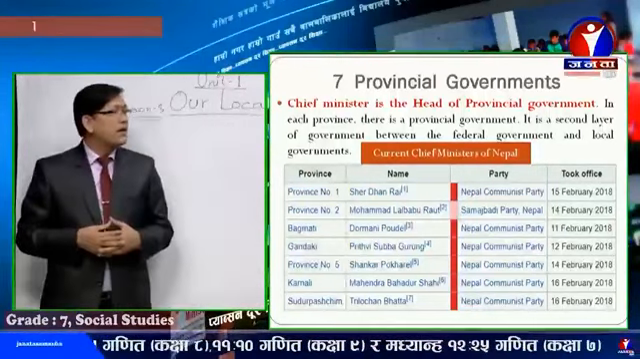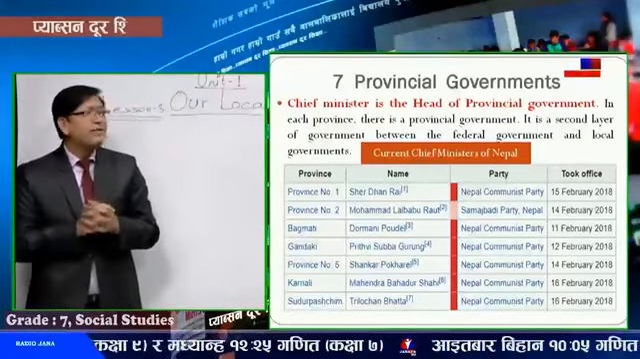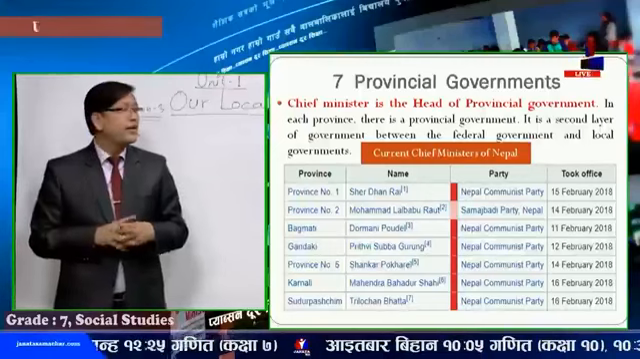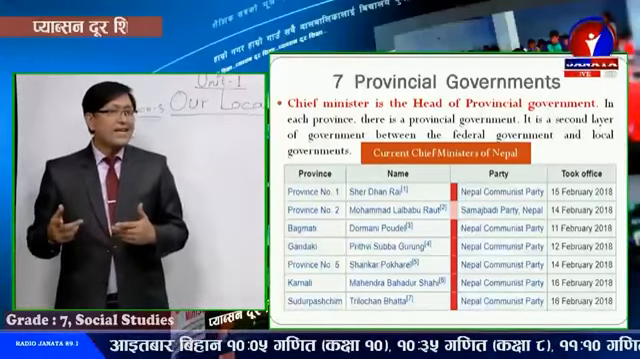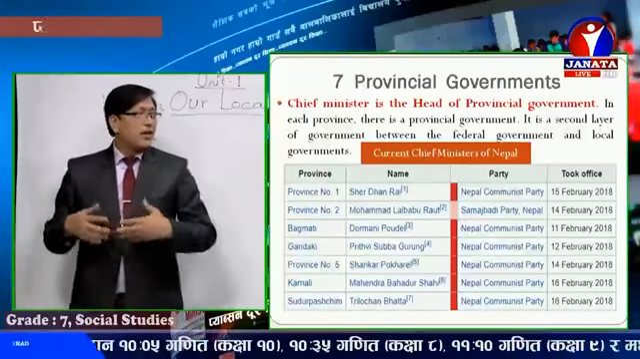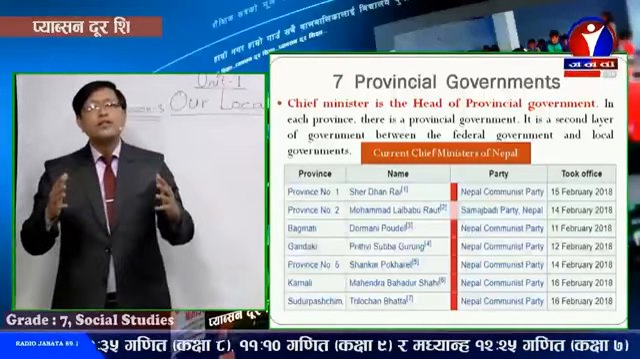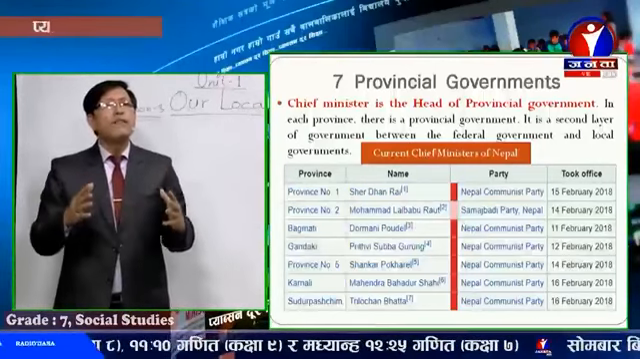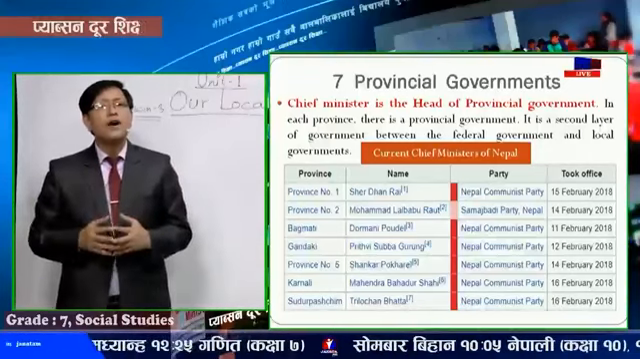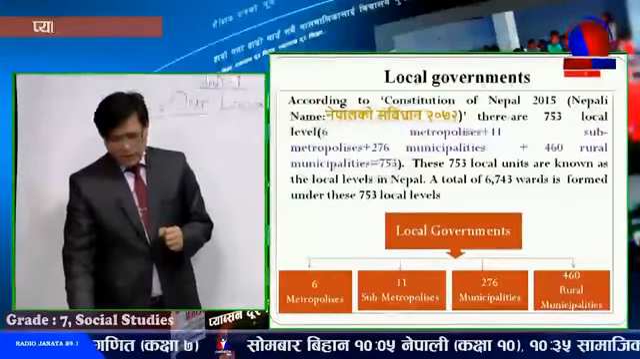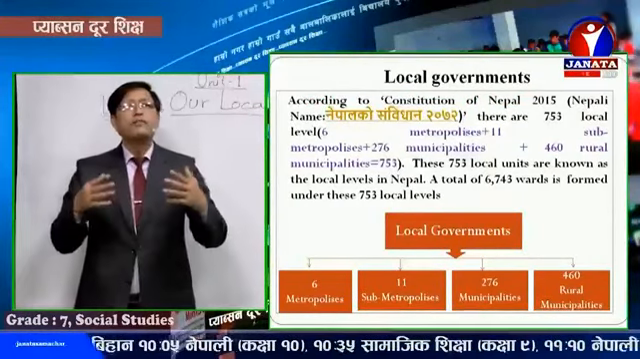In Gandaki Province, Prithvi Subba Gurung. Then province number 5, Sankar Pokhrel, Chief Minister. Then Karnali Province, Mahendra Bahadur Shahi. Then last, Sudur Paschim Province, who is there? Trilochan Bhatta. So boys and girls, there are 7 provinces, and the head of the provincial government is called Chief Minister. Now the local governments. We don't have much time, boys and girls.